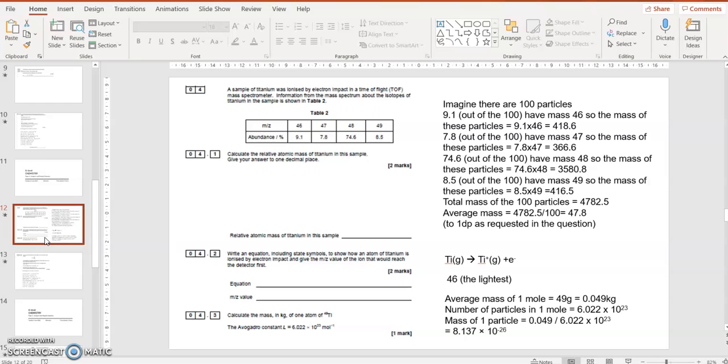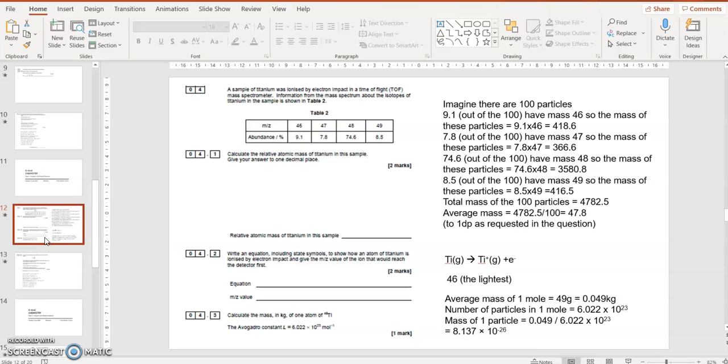So first of all, you imagine there are 100 particles in the sample. You always do that, it helps with the maths. And then there are 9.1 out of the 100 particles, mass 46. You find the mass of those by multiplying those two numbers together. Multiply 7.8 by 47 to find out the mass of 47 particles in the sample. Do the same thing for 74.6 multiplied by 48 to find the mass of the 48 particles in the sample. And 8.5 multiplied by 49 to find out the mass of 49 particles in the sample.